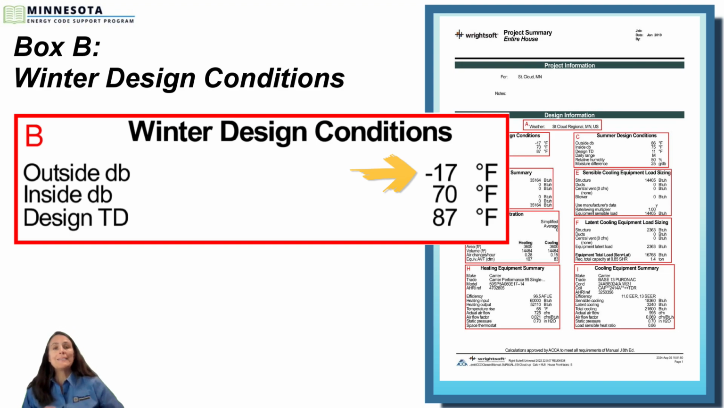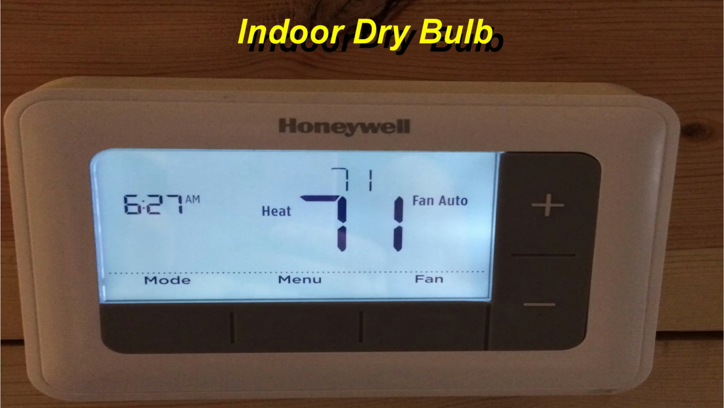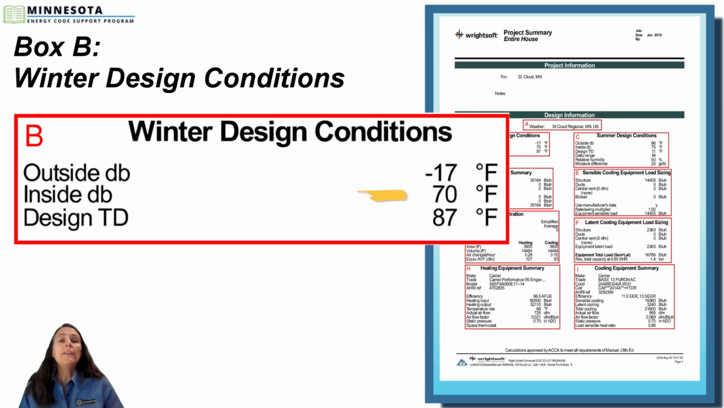Now, this temperature is not the coldest it can be, but it's the 99% winter dry bulb, meaning that only 1% of the total hours for the year is it going to be colder than the temperature set in this row. The second row is the inside dry bulb. This is what the temperature is designing to for, quote unquote, comfort. This has been established through ACCA and through ASHRAE.